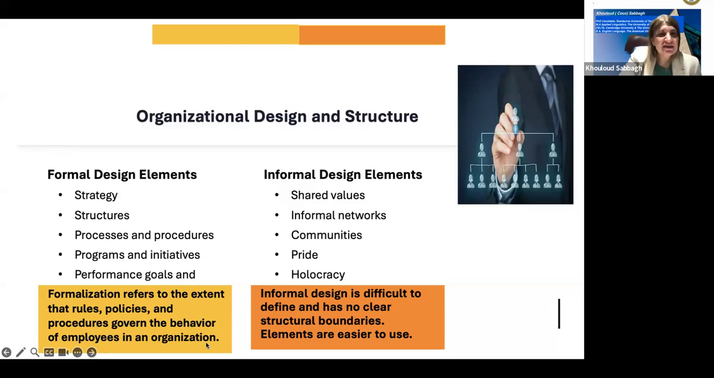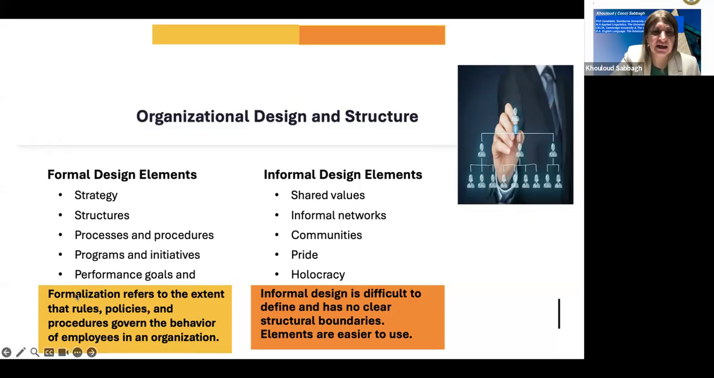So basically, formal design elements and informal design elements. When we look at the organization, remember when I said the culture of the organization is something you can sometimes see through the design and the structure, right? While I'm explaining this, I would like you to reflect on your own organization. Where do you think your organization sits? The structure of your organization. Is it a formal design? Does it have the formal design elements?